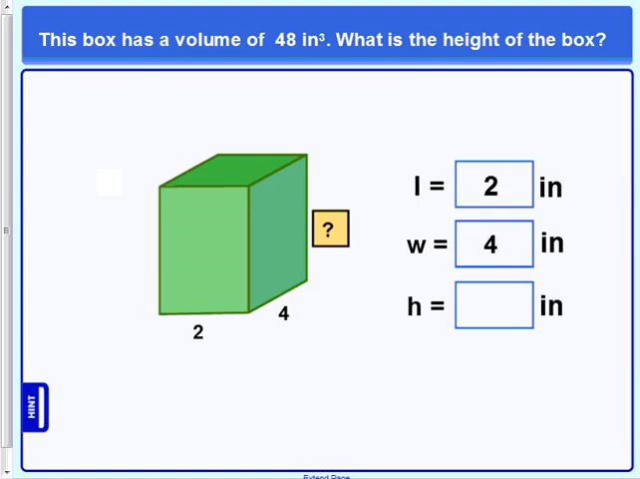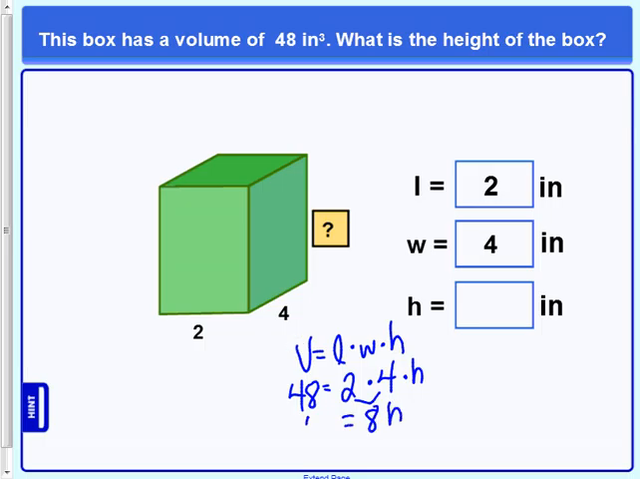Let's look at one more example. If I told you that this prism has a volume of 48 cubic inches, and I asked you what the height is, well, when you look at this, if the length is 2 and the width is 4, what I know is that the volume has to equal length times width times height. So if I fill in the things that I know, the volume is 48, the length is 2, the width is 4, I don't know the height. But 2 times 4 is 8, so it's 8h equals 48.